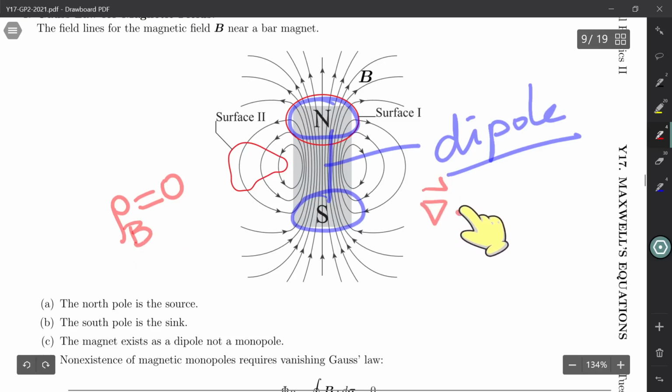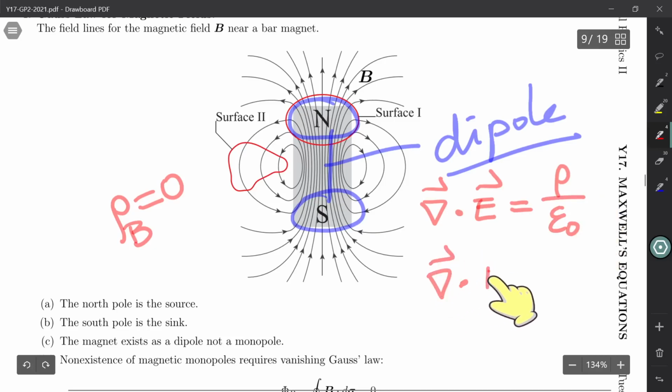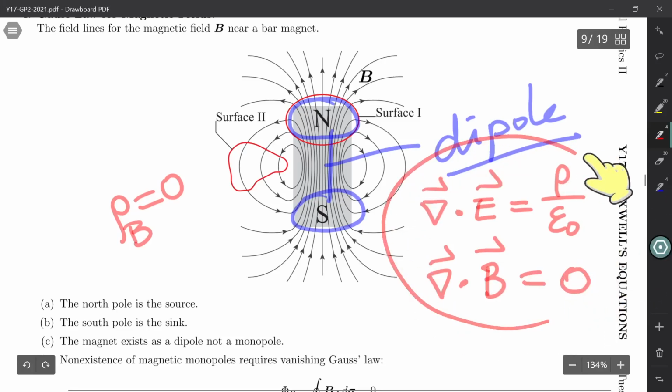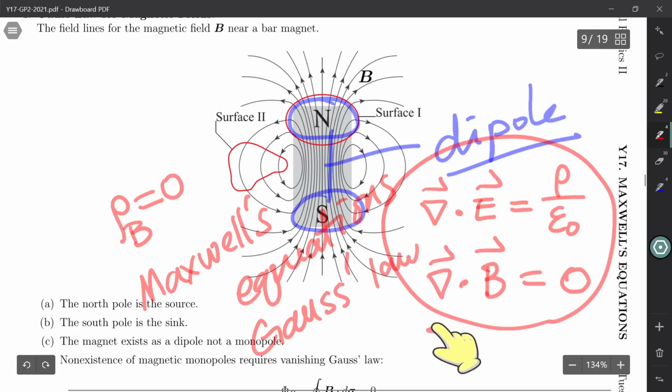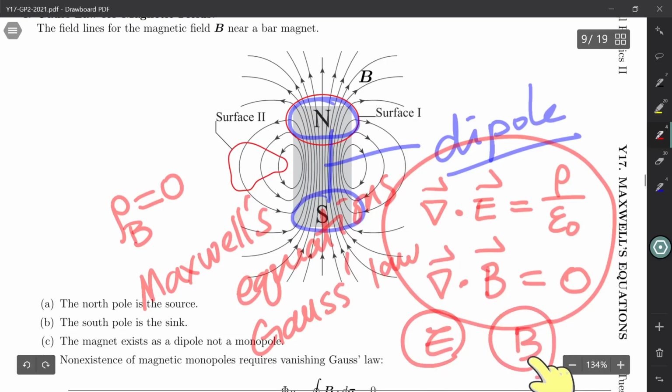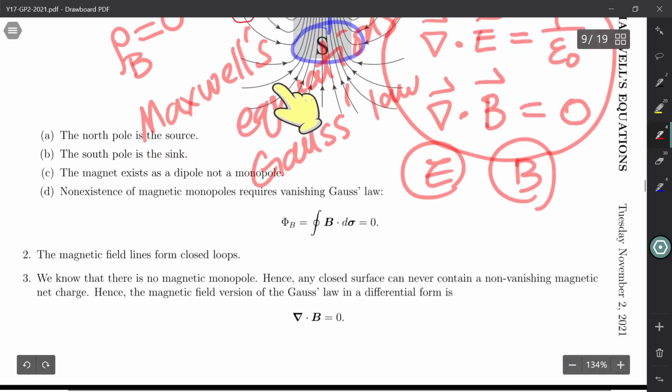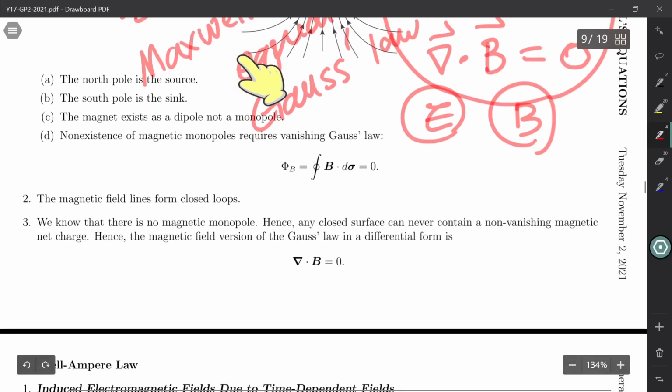Therefore, the divergence theorem for the electric field gives rho over epsilon 0, but for the magnetic field, because the density is always 0, these two are the Maxwell's equations corresponding to Gauss' law for electric and magnetic fields. The non-existence of the magnetic monopole leads to divergence B equals 0.